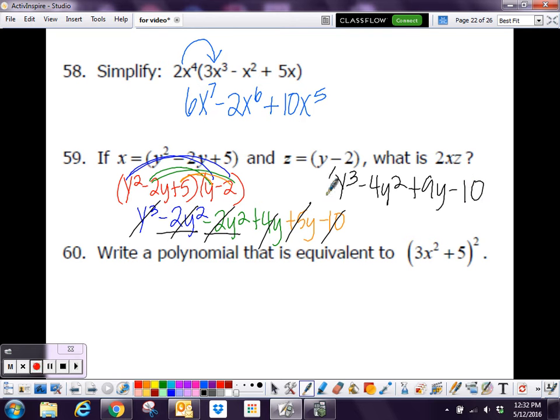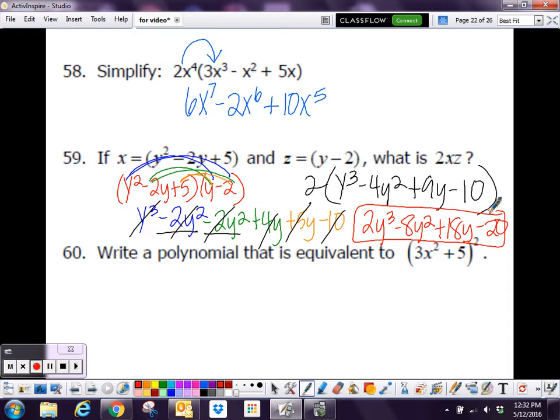Okay, now that was x times z. Now I need to multiply that times 2. So I've got 2y cubed minus 8y squared plus 18y minus 20.